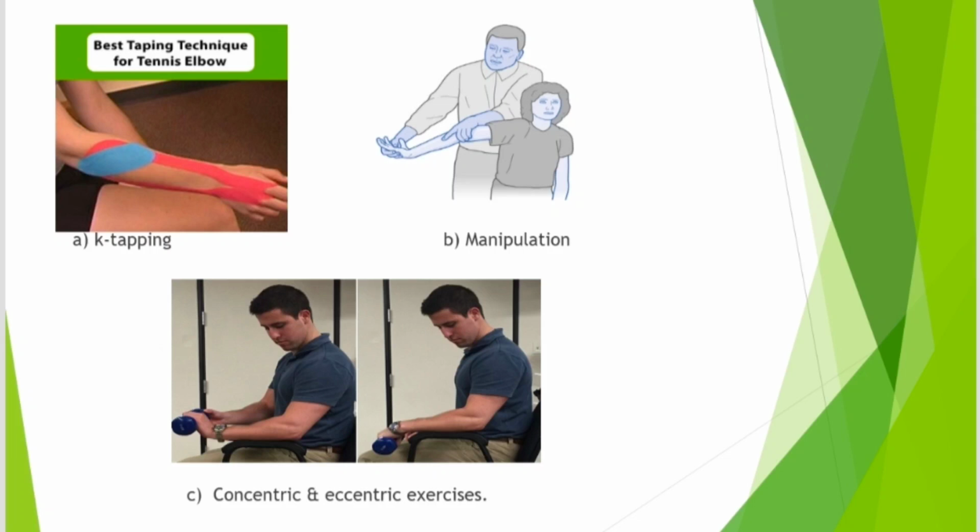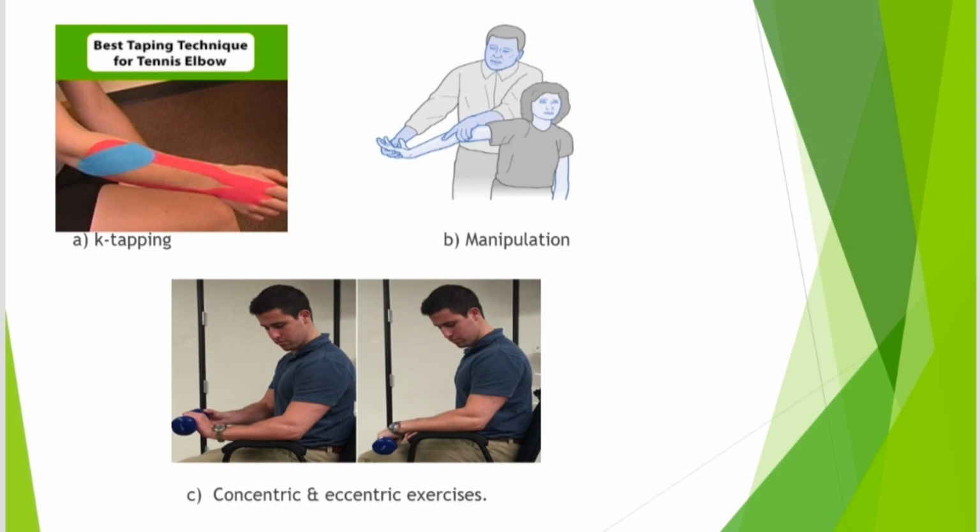Here, in A, a picture of K-taping or kinesio-taping is given. Kinesio-taping prevents overuse of the muscle and reduces the symptoms. In B, manipulation: a high velocity, low amplitude thrust is performed at the end of elbow extension while the hand and wrist are flexed. This is also used to reduce pain.